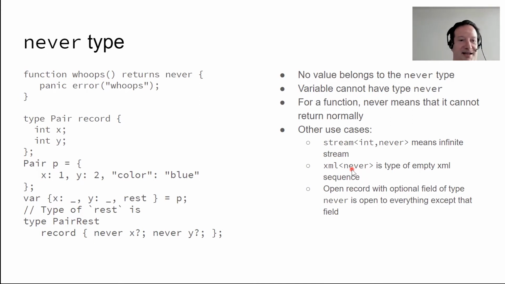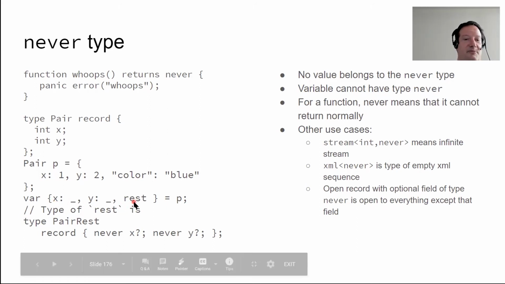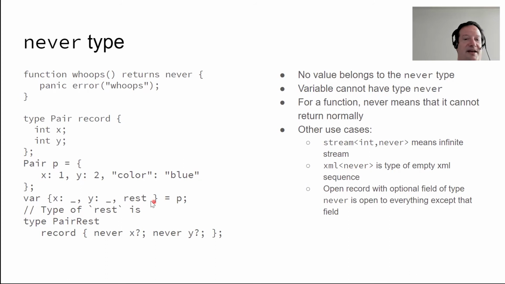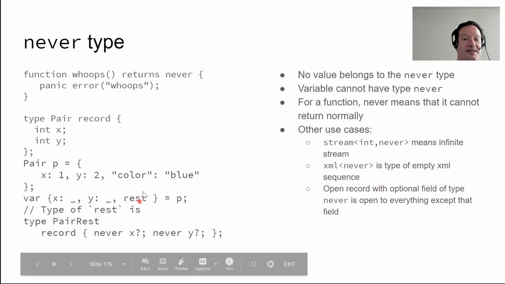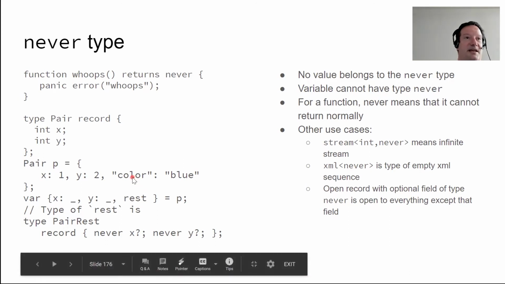And another interesting case is, how do we write the type for, so we had an example for a pair with X and Y. It's got some extra data here. So we've got X 1, Y 2, and then we've got another field called color. So we use a binding pattern here to define a variable rest, and that is going to be bound to the fields other than X, Y. So in that case, it will get a map with key color and value blue.